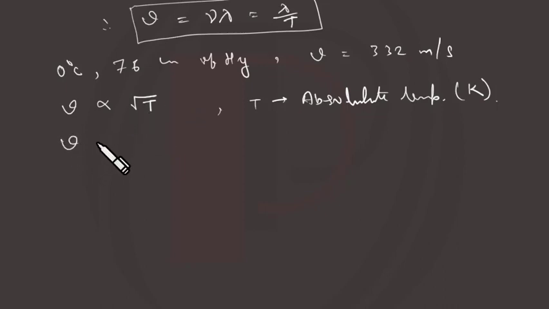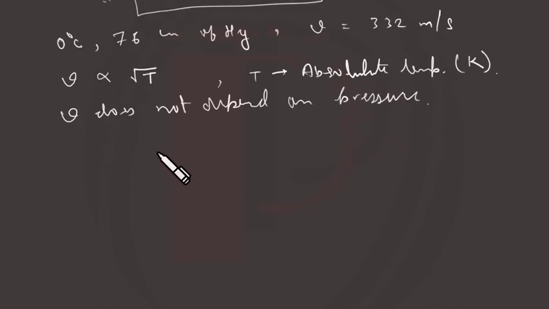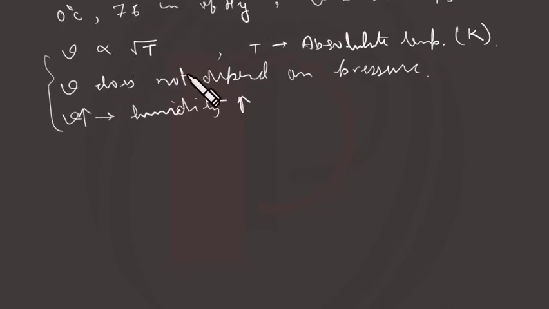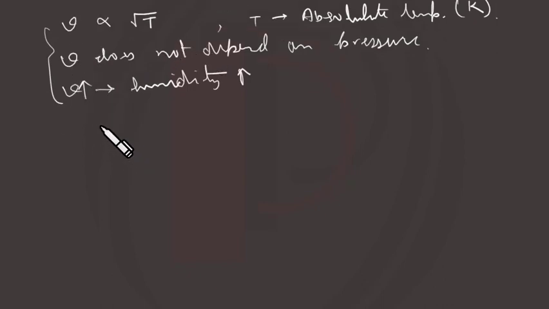Velocity of sound does not depend on pressure. Mind it. Velocity of sound does not depend on pressure, but velocity of sound depends on the humidity of the air. When the humidity of the air increases, the velocity also increases. So these are the relations between the different properties of the medium and the velocity of sound.